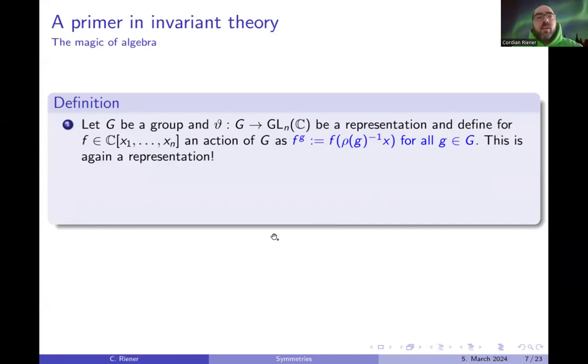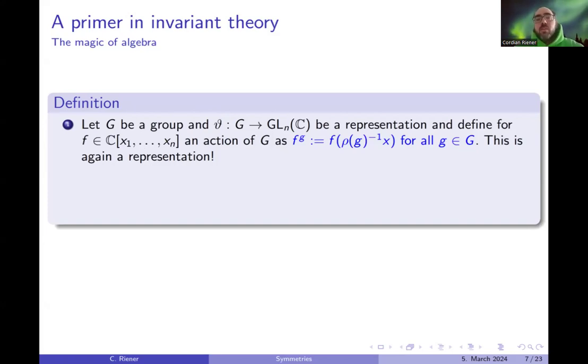So again, I start with the group G. Most of the time today, my groups will be finite groups to simplify some things. Of course, a lot of the definitions also work for all kinds of groups, but it's no problem if you just think about finite or compact groups. And I have a linear representation. Again, this was a group homomorphism from my group G to some group of invertible endomorphisms, some invertible matrices.